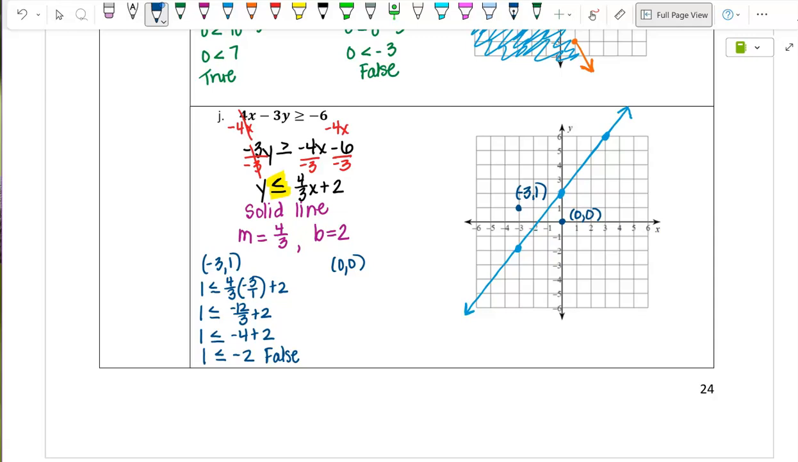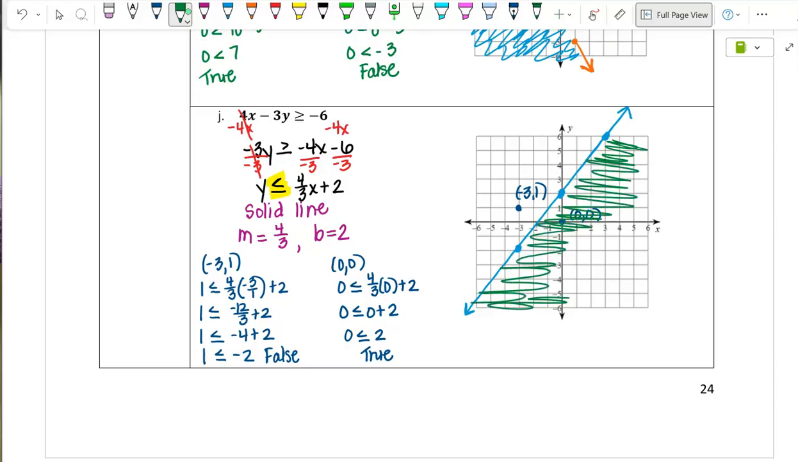So I'm expecting the 0, 0 to give me a true statement if I've done my math correctly. So 0 is less than or equal to 4/3 times 0 plus 2. 0 is less than or equal to 0 plus 2. 0 is less than or equal to 2, and that is a true statement. 0 is less than 2. So I need to shade the side that has 0, 0 on it, which means I'm shading this side of the graph. This is where all the points are that will make that inequality true.